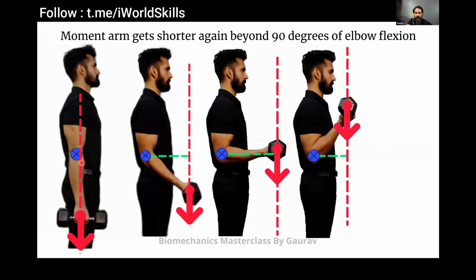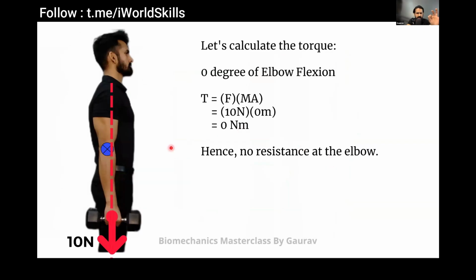Now observe the entire range of motion. No moment arm in the starting position. The moment arm keeps getting longer and longer. The moment arm becomes the maximum, the longest, at 90 degrees of elbow flexion. And beyond 90 degrees, this moment arm becomes shorter again. Now, what we are going to do is calculate torque. We are going to calculate resistance at these four main positions of this exercise. Let's do that. So this is the starting position.